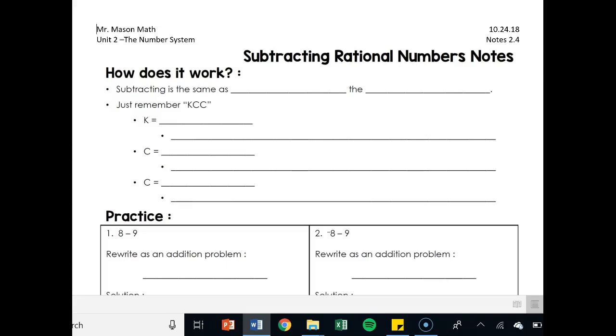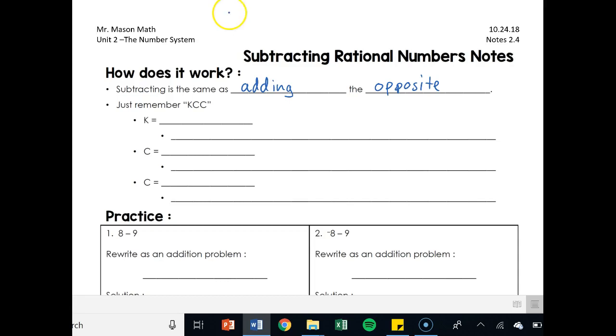We are subtracting rational numbers. So how does it work? Subtraction is the same as adding the opposite. Now that may seem a little bit confusing, so let's just go ahead and prove it to you.